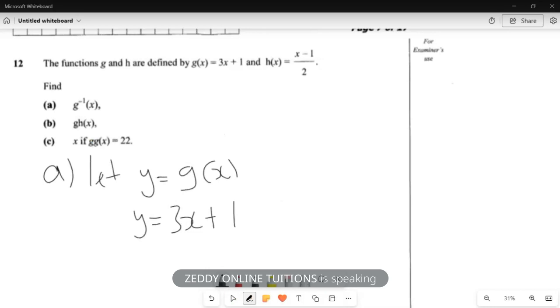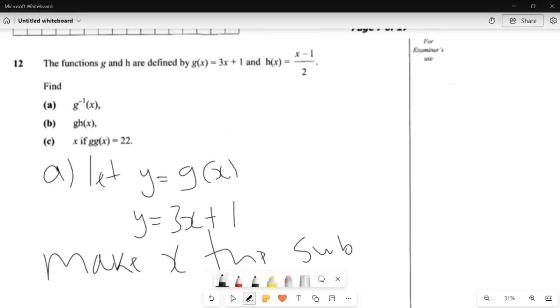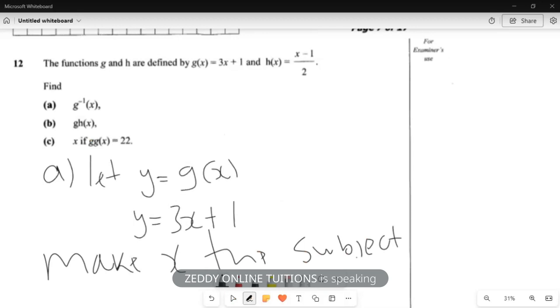We make X the subject of the formula. So for X, make X the subject of the formula. That is the next thing. So let me just write: make X the subject. You understand? It's as easy as this.